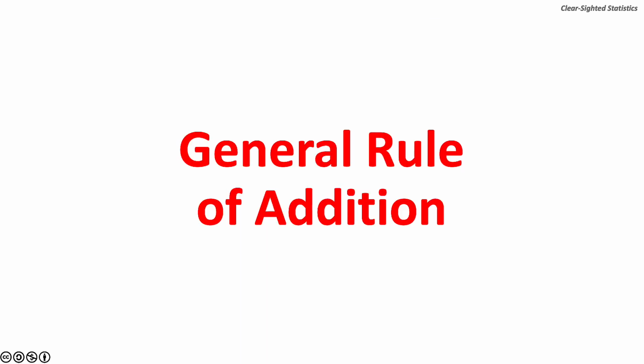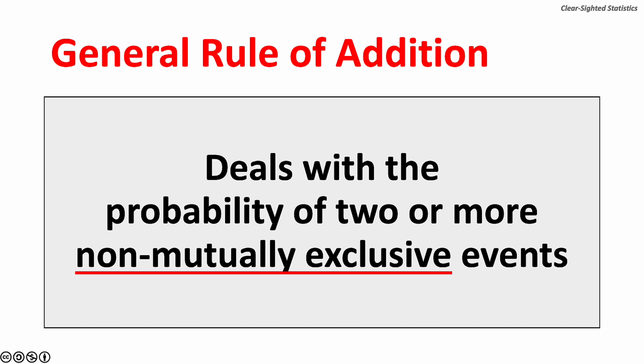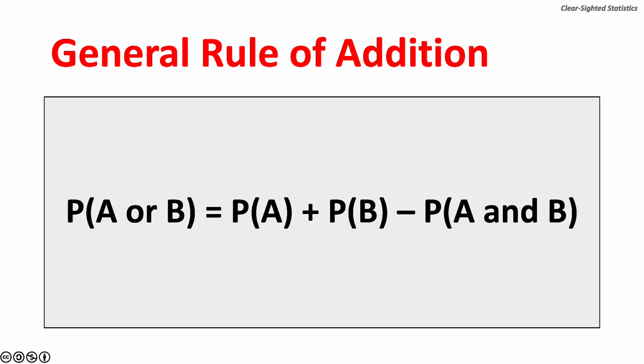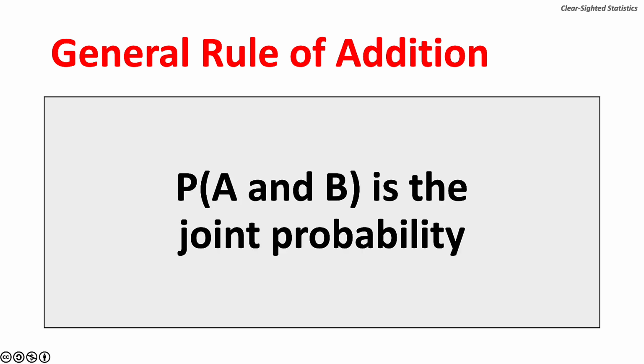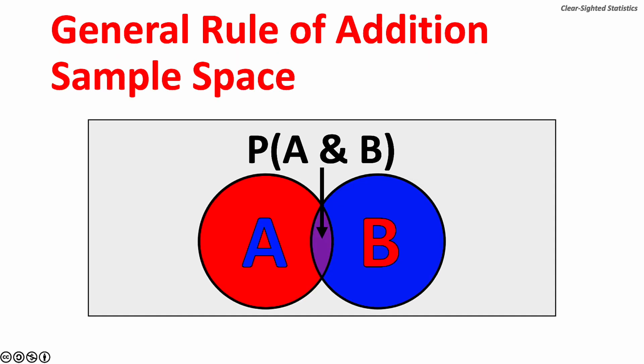We will now turn to the general rule of addition. The general rule of addition deals with the probability of two or more non-mutually exclusive events. Here is the formula for the general rule of addition for two non-mutually exclusive events. The probability of A or B equals the probability of A plus the probability of B minus the joint probability of A and B. To repeat, the probability of A and B is the joint probability, which is to say event A and event B happening at the same time. Here is a Venn diagram of the general rule of addition. The purple area is the joint probability of A and B.